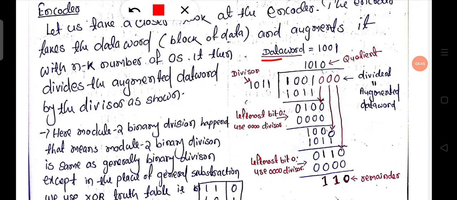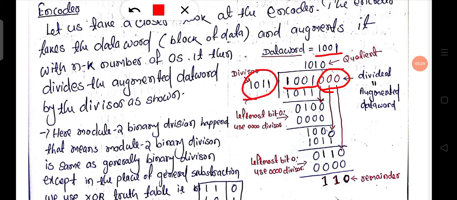Here you see what happened. This is the data word. That means we want to send 1001. Then what does the encoder do? It adds 3 zeros to the right side of the 1001, that is, to the right side of the data word, and divides it by the divisor.